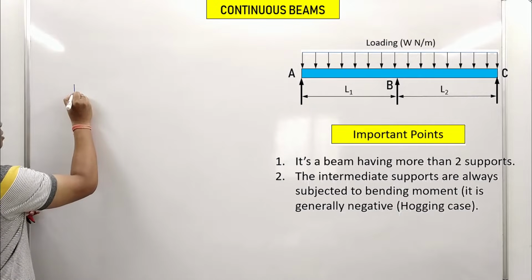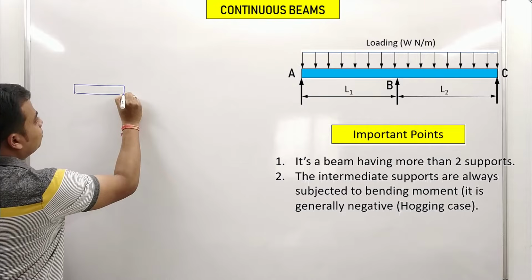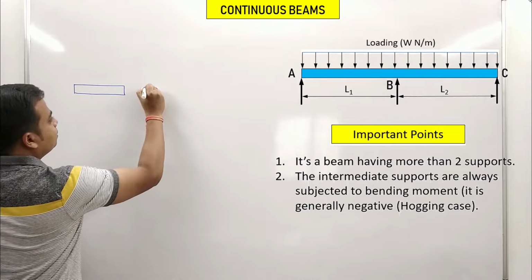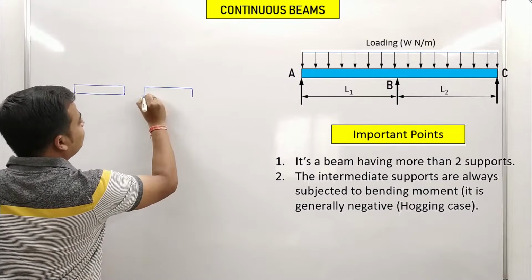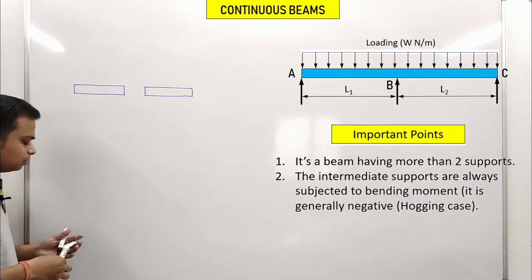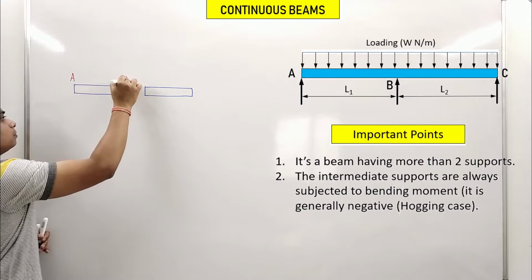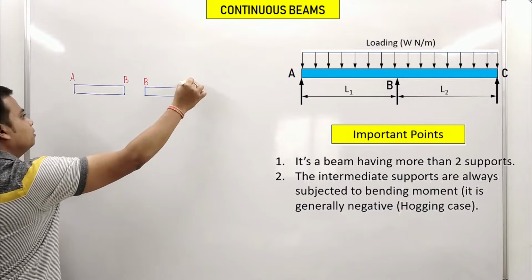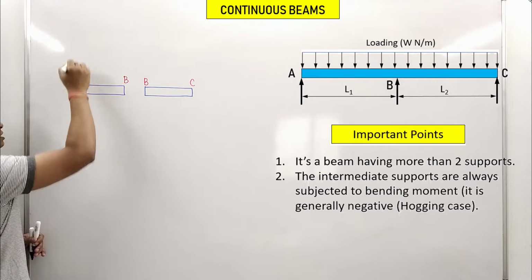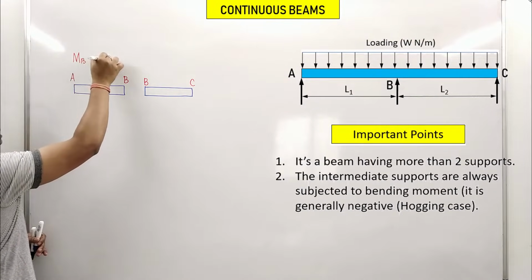So let me split up the beam into two parts. This over here is the first part, and this right here is the second part. Let us try to understand this in depth. If you watch over here, this A, B, B, C. Second point is trying to convey that bending moment is going to be negative.